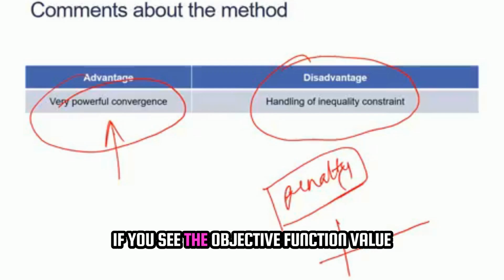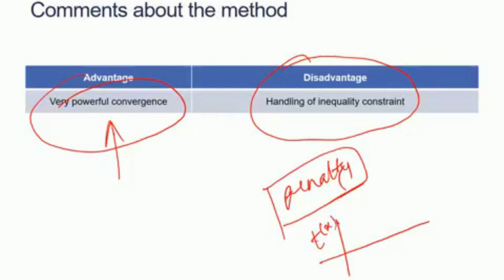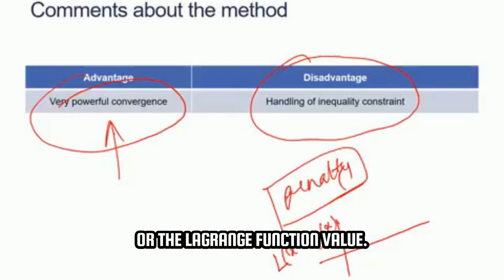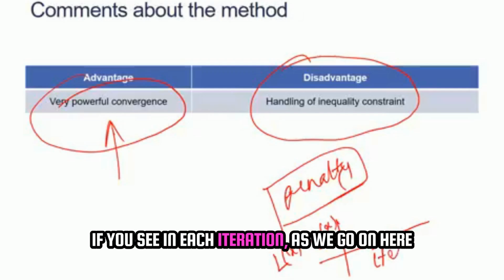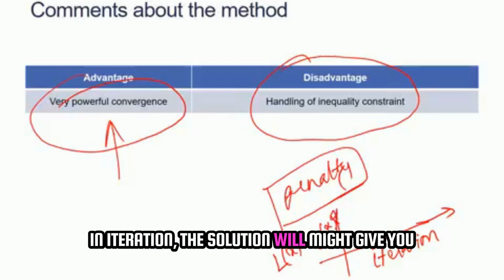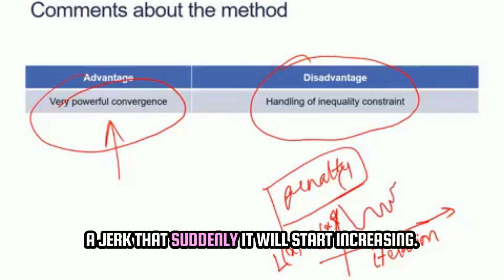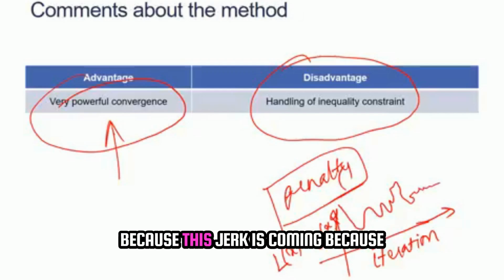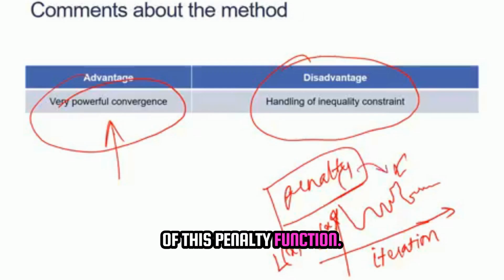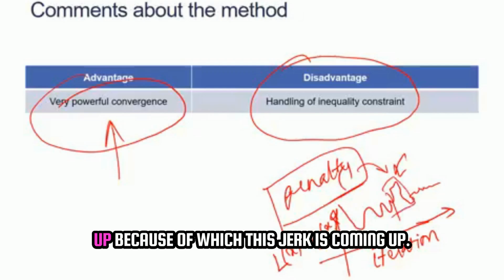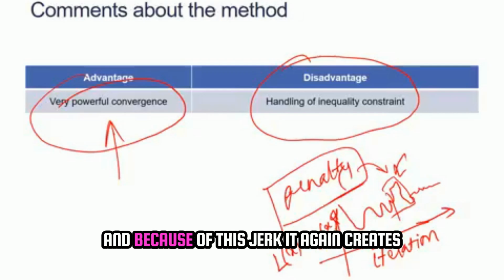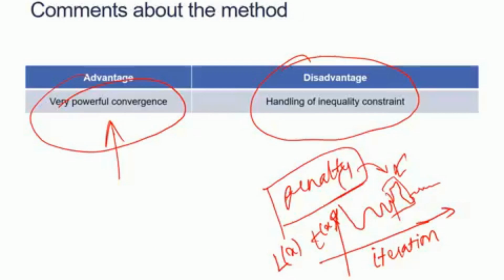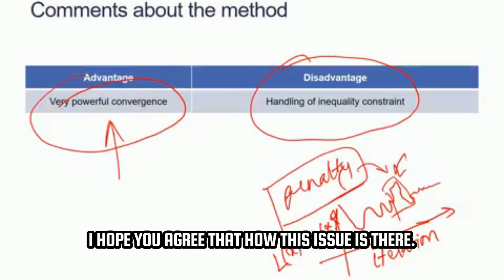If you see the objective function value, or the Lagrange function value, in each iteration, as we go on in iterations, the solution might give you a jerk, where suddenly it starts increasing. This jerk is coming because of the penalty function. Up till here there might be no penalty, but suddenly some penalty comes up, because of which this jerk appears, and because of this jerk it again creates a problem in the solution. Right, I hope you agree with how this issue arises.